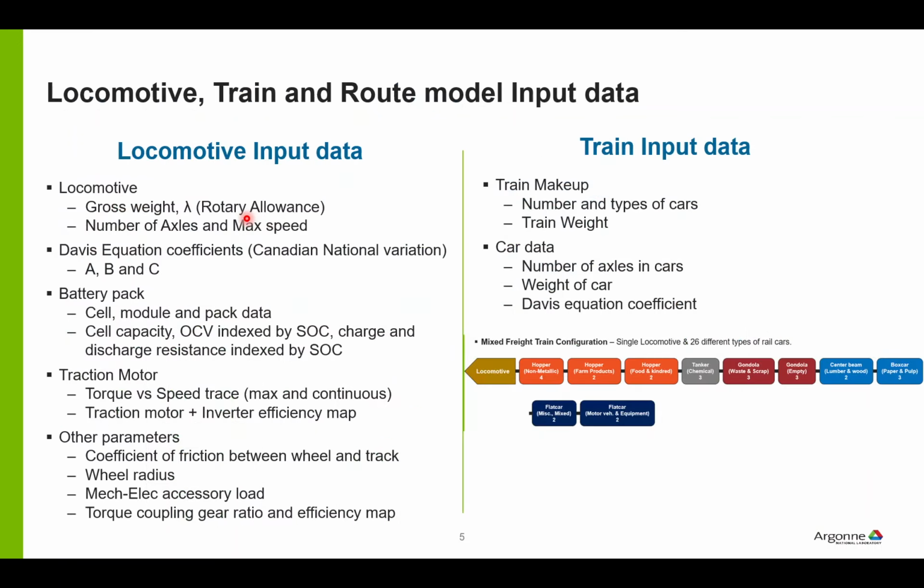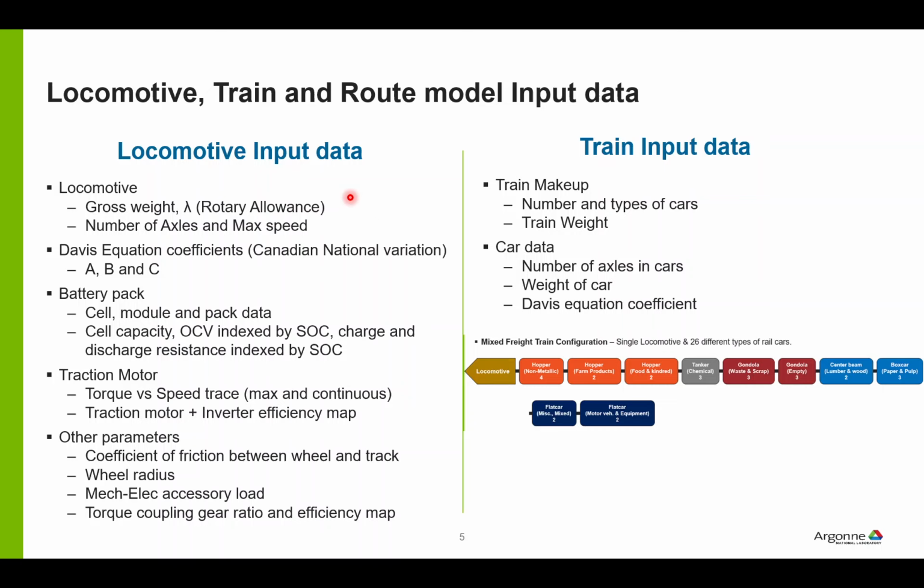In terms of inputs, which in general can be applied to all the different technologies, there are the train input data, the locomotive input data, and the route data for running any simulation in Autonomie. This is not the complete list of input data, but only some of the key inputs that are required. There are some other inputs required other than what is shown here. This is just for reference to know what the major inputs are for simulation.